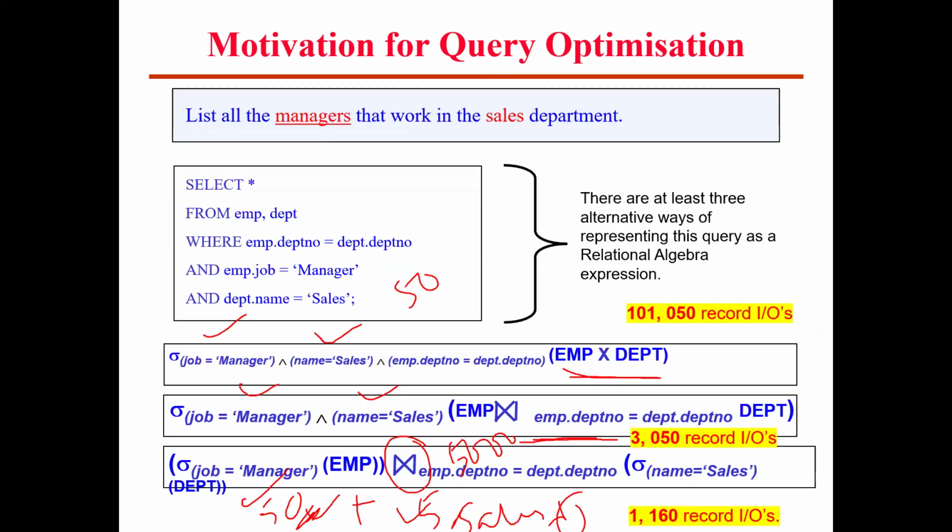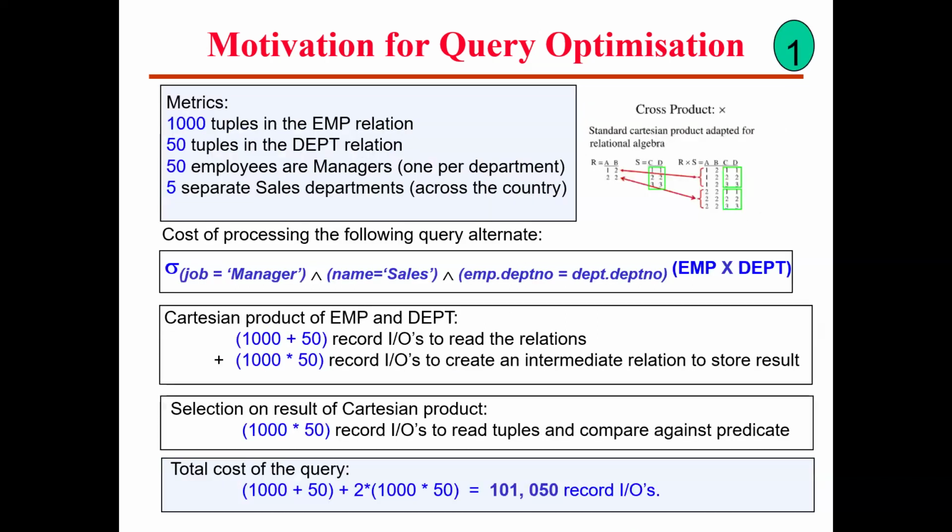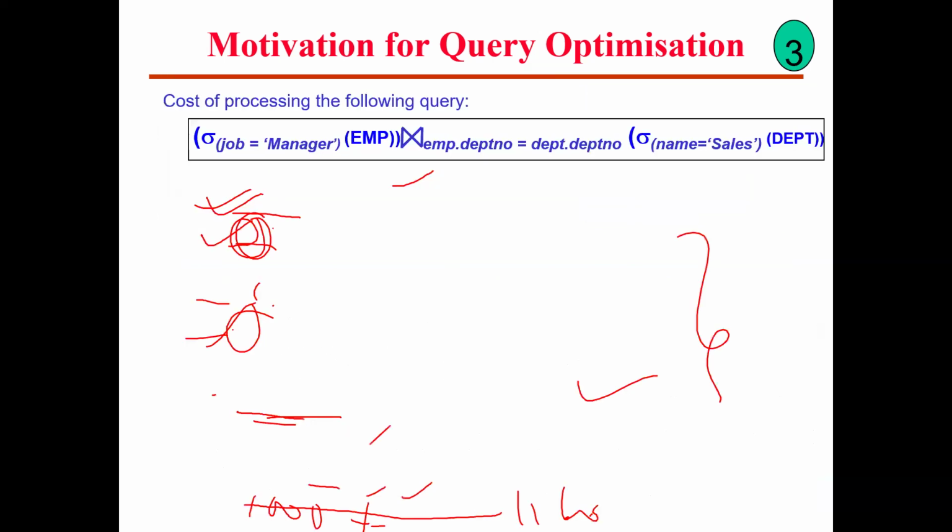Now, did you understand? This is the first query. This is the second algebraic expression for the same query. This is the third way of writing. And there is a lot of difference in each one of them.